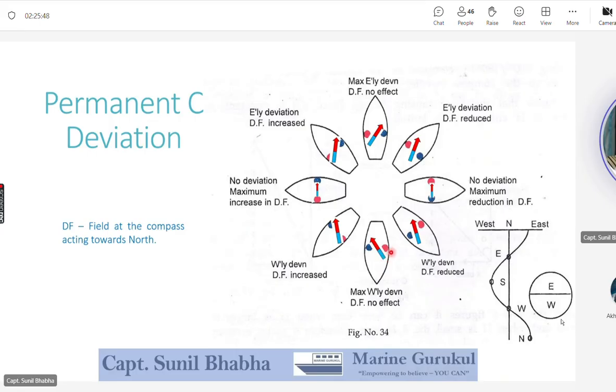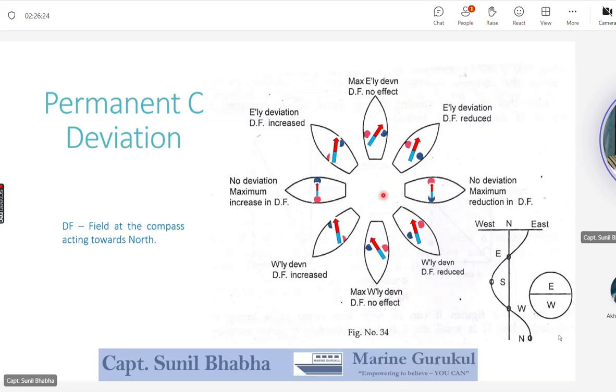Likewise, the red pole on the port side of the ship repels the red pole, or the north pointing pole, of the compass needle, and attracts the blue pole of the compass needle. So this adds on to the anti-clockwise swing of the compass needle, or adds on to the westerly deviation generated. So you can see when the ship is on a southerly heading, westerly deviation is generated, and since the poles are at right angles to the compass needle, this deviation generated is the maximum deviation.